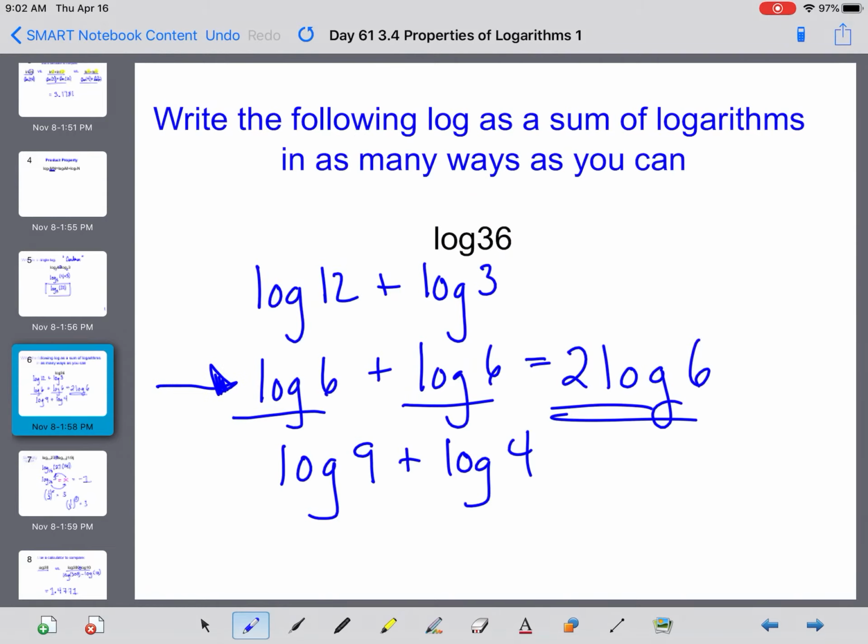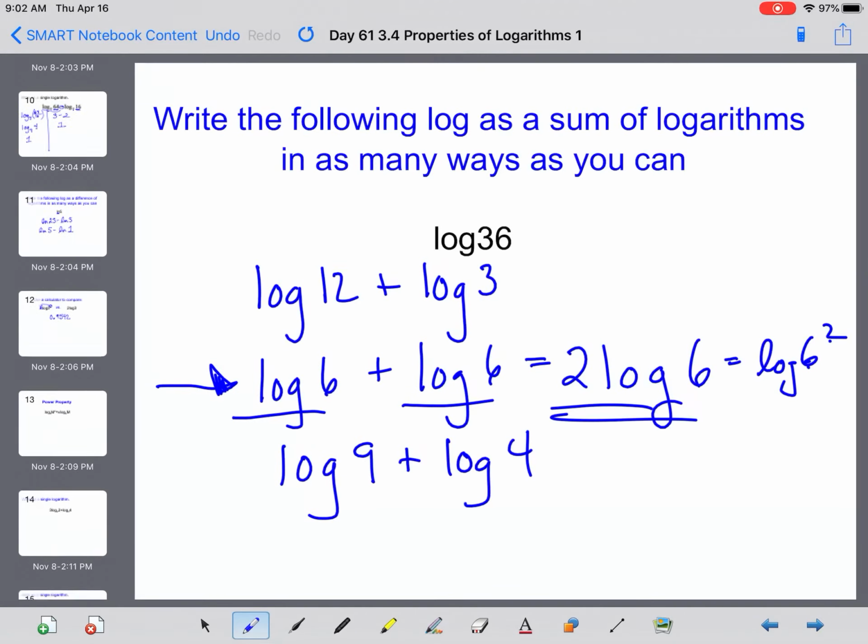And we actually saw that when we were going through and looking at some of the examples over here. This would be equivalent to log of 6 squared. Because isn't 6 squared still 36, and we found out that doing log of 6 plus log of 6 is equivalent to the 2 log of 6.